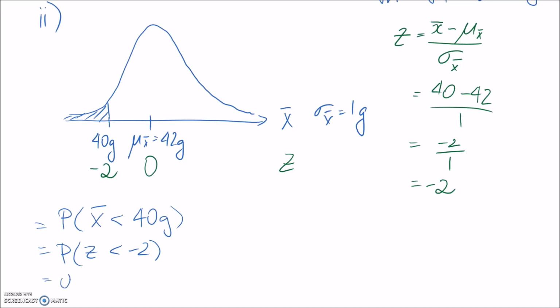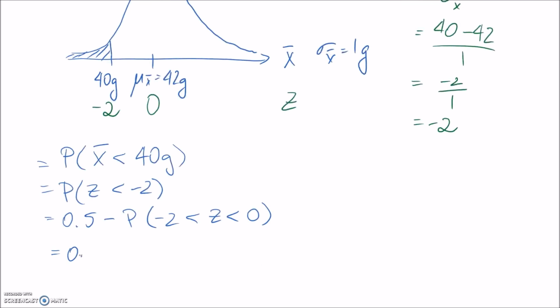So I can do the same trick as before, where I say it's 0.5 minus the probability of going from -2 to 0, because half of this thing was an area of 0.5, and this bit in here is a z value from -2 to 0. So if we take the difference, we should be left with that part that we're interested in on the end.